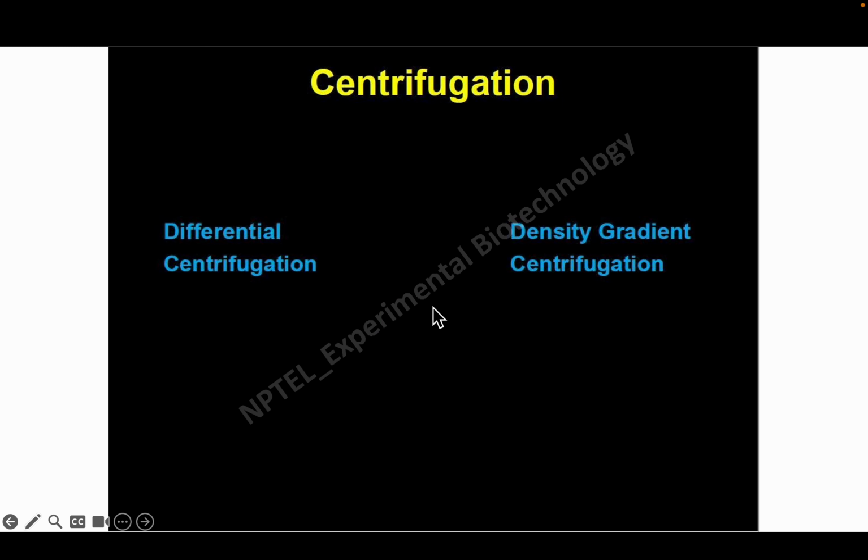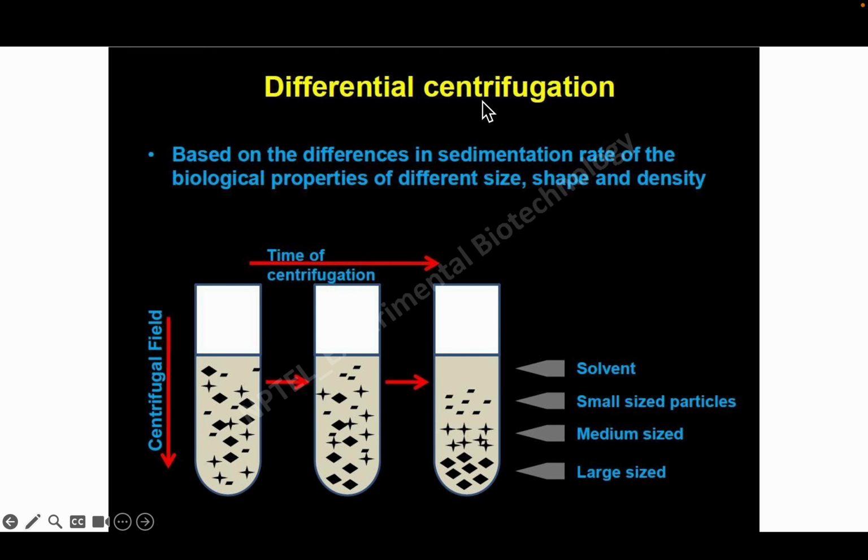So centrifugation, you can do differential centrifugation, you can do density gradient centrifugation. So differential centrifugation, what is that? It is based on the differences in sedimentation rate of biological particles of different size, shape and density. So this is the time of centrifugation, like 1 hour, 2 hours or like that. As you are increasing the time of centrifugation, the sedimentation is also increasing.